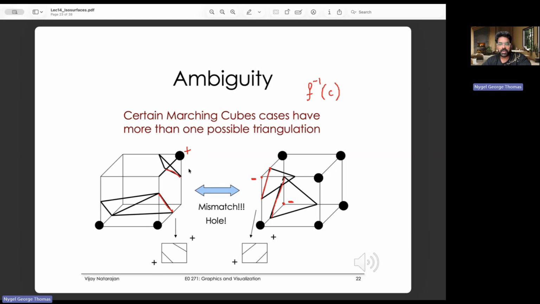But these two isosurfaces are supposed to be continuous because they are sharing the same face. So the isosurface is supposed to be continued, but there's a mismatch between how the isosurfaces are drawn in these two faces, despite this face having the same plus minus configuration. This can lead to a mismatch, and a possible hole in the isosurface.